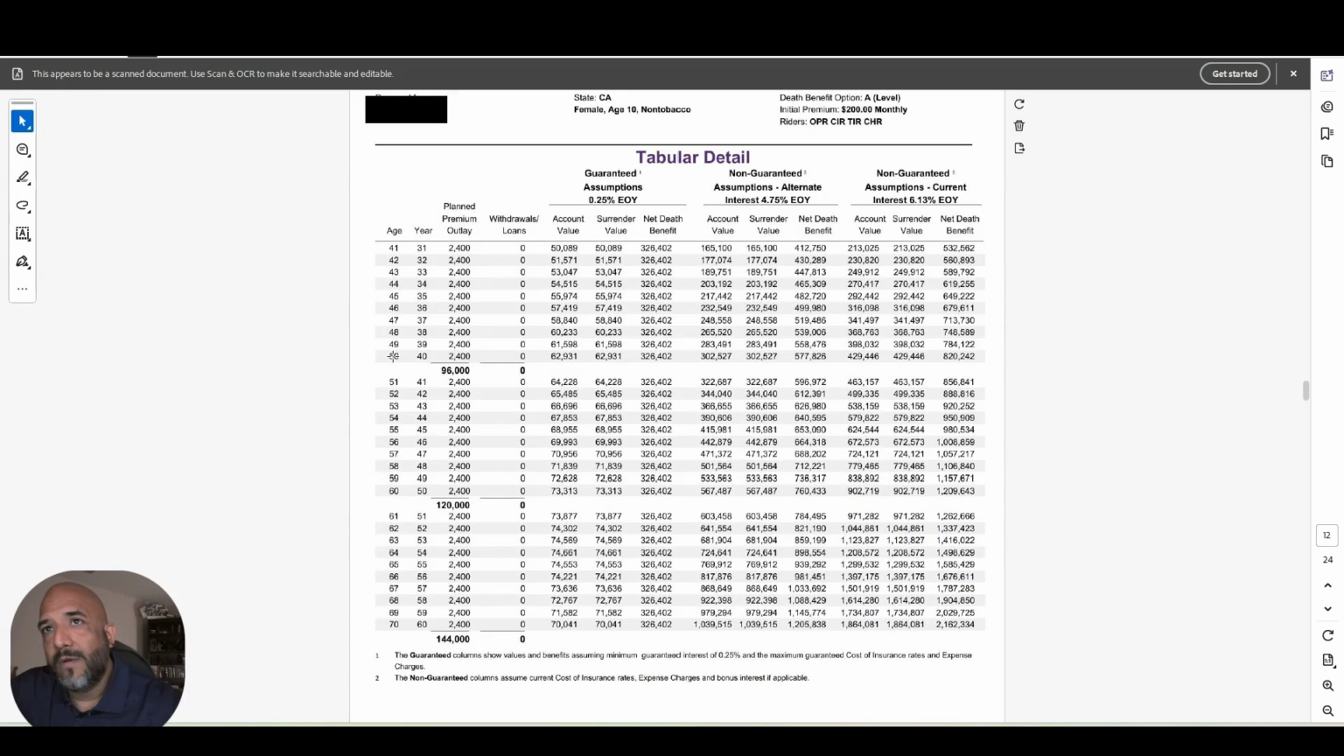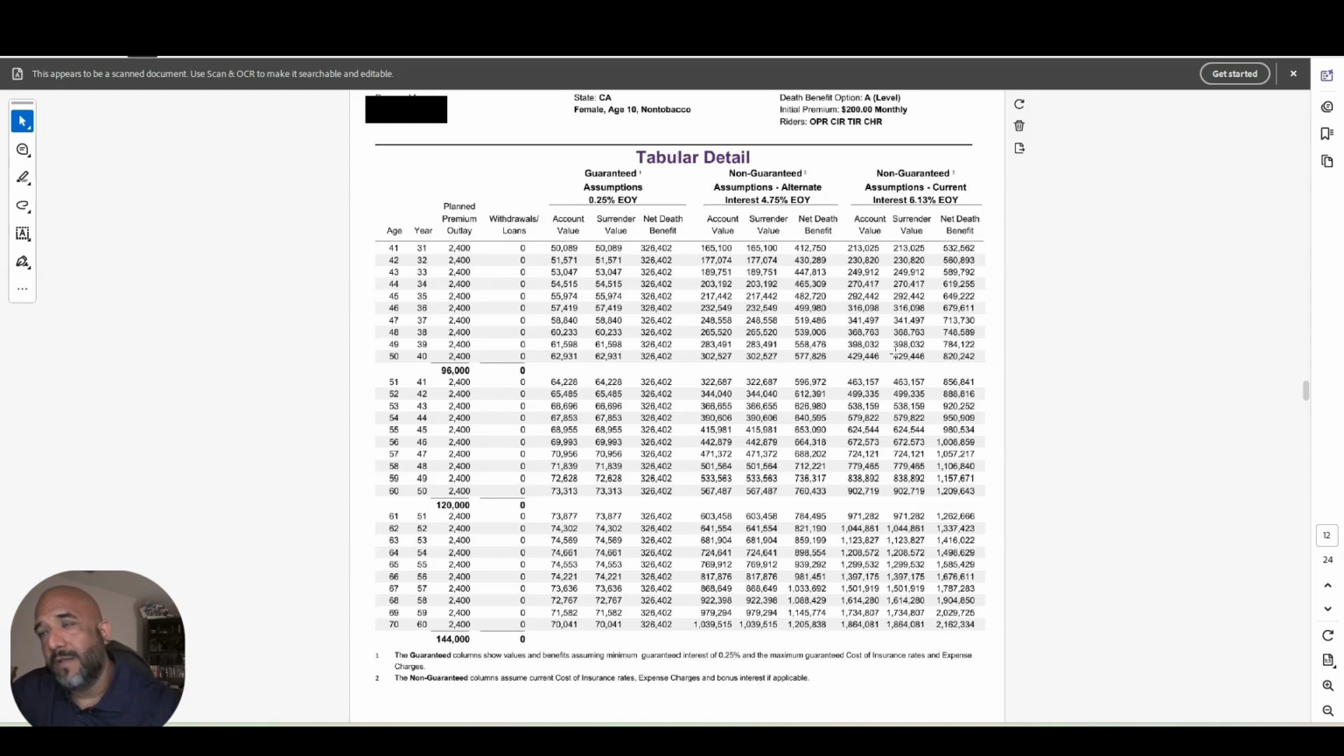Here's still not into her retirement years, but she's now 50. She's had this policy for 40 years. She's paid into the policy $96,000. That's $200 a month for 40 years equals $96,000. That's how much money she's paid into the policy. Look at her death benefit now, $429,000 with her life insurance policy.